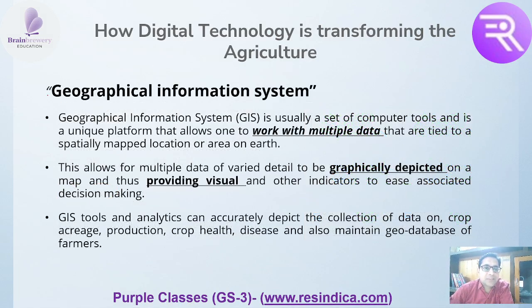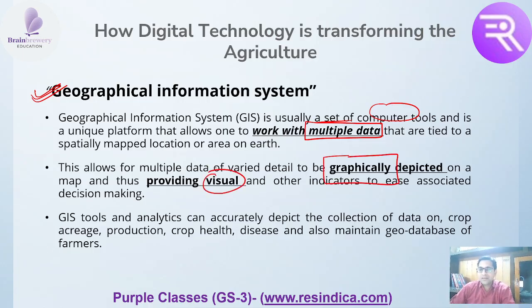Then the GIS system, geographical information system, works with multiple data. You have huge multiple data, and computer tools are there, right? They will be providing you the things graphically and visually also. If you can see here, we can see graphically how much is the production, and visually, in the form of images, you will be able to get it. So with this graphical data and visual data, you will have data to analyze.